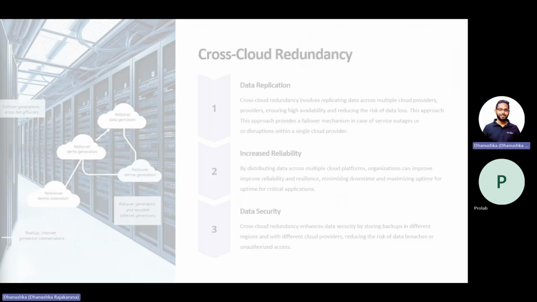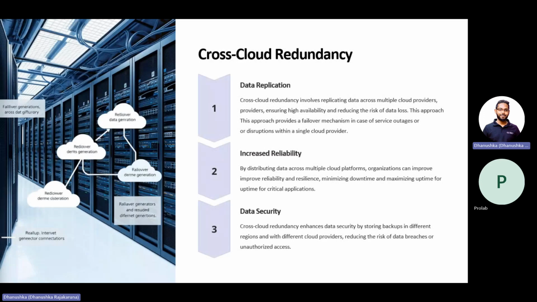So, cross-cloud redundancy. What is cross-cloud redundancy? Cross-cloud redundancy involves deploying workloads, data, and services across multiple cloud providers to ensure high availability, fault tolerance, and disaster recovery. Why is this critical? It mitigates the risk of a single cloud provider failure, enhances reliability and resilience, and safeguards data against regional outages or cyber attacks.